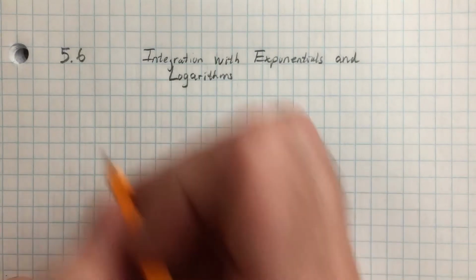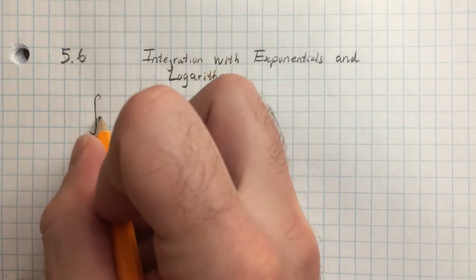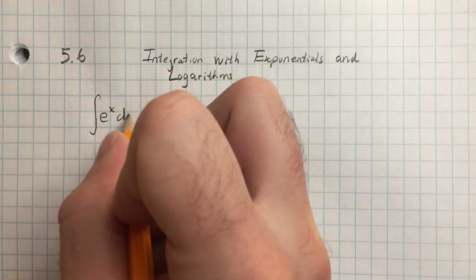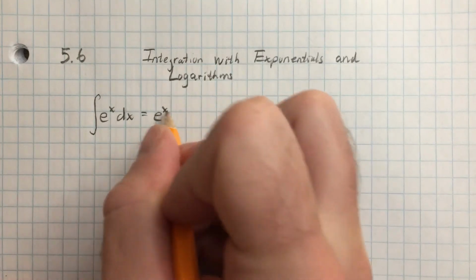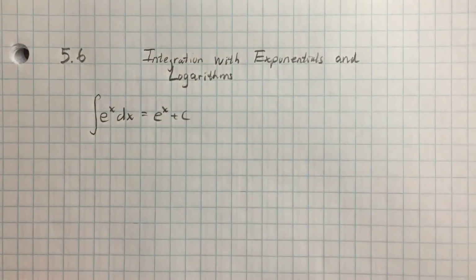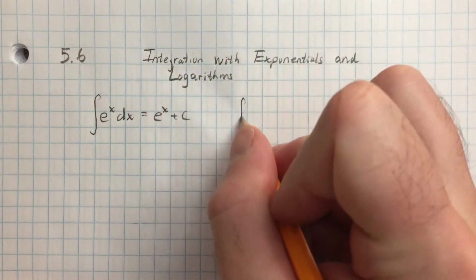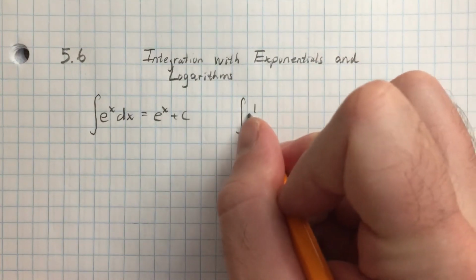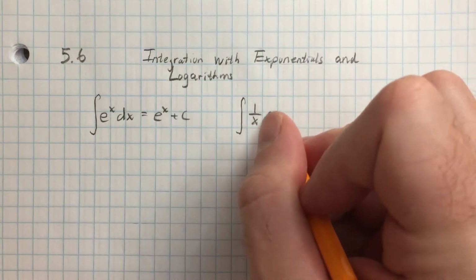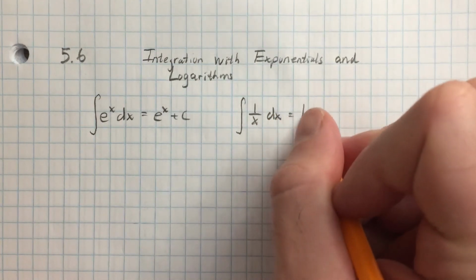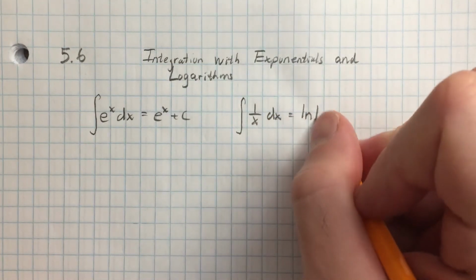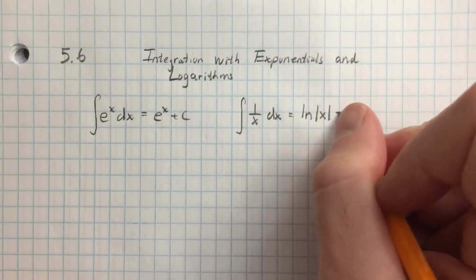Okay. We've already mentioned that the antiderivative of e to the x is, of course, itself. And we also mentioned earlier that the antiderivative of 1 on x is related to the natural log. It's the natural log of the absolute value of x.